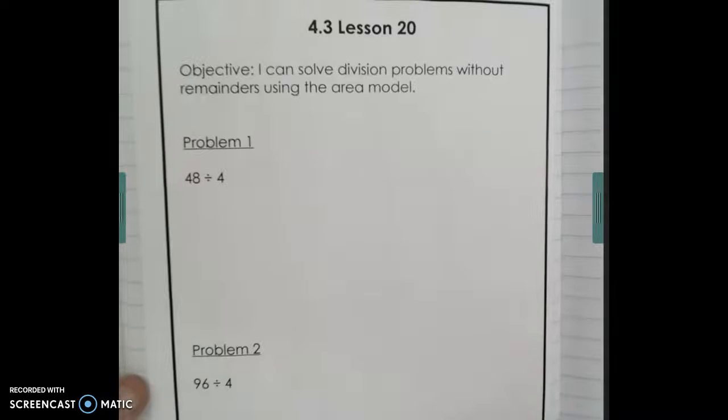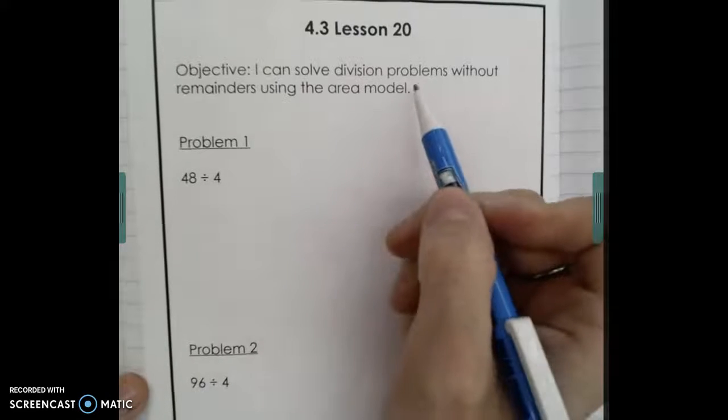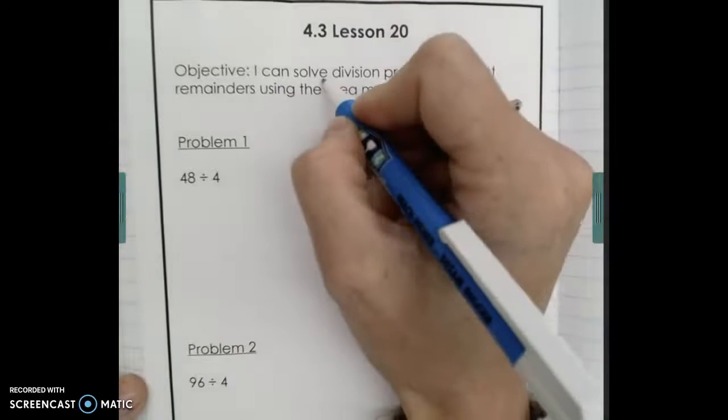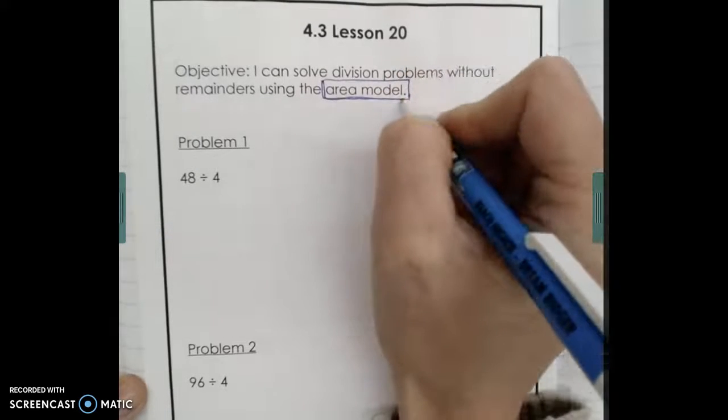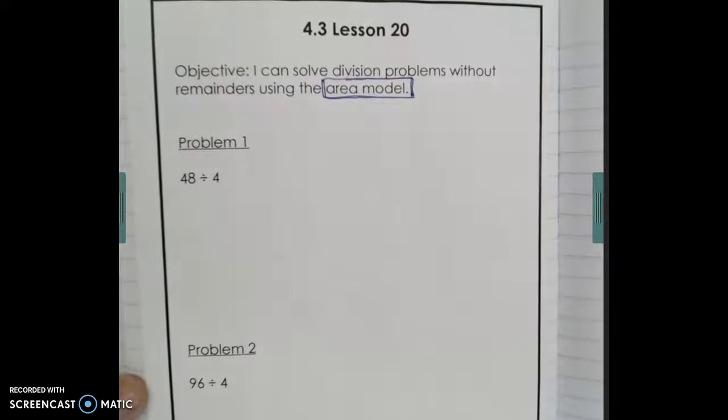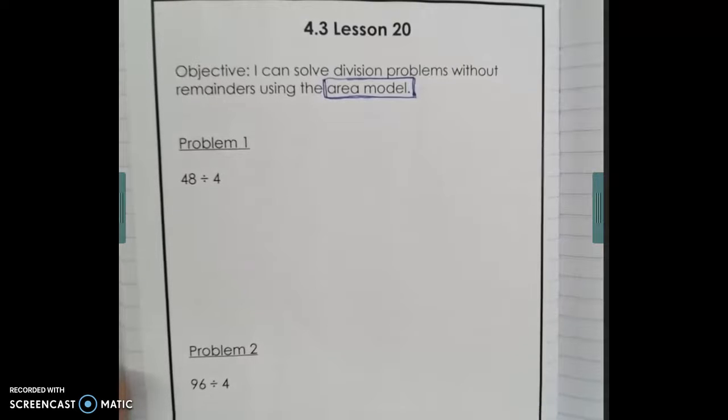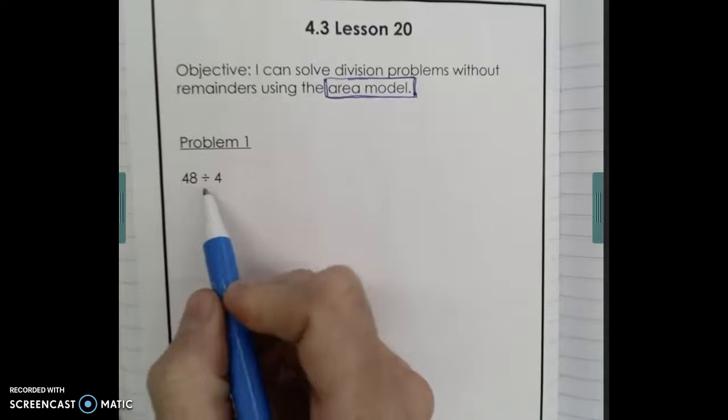Right, we are on 4.3 lesson 20, and it says I can solve division problems without remainders using an area model. So we are going to use a new strategy today, no standard algorithms, and we're going to do an area model. This may be a strategy that you like when we're dividing two-digit numbers by one-digit divisors. So we have 48 divided by 4.